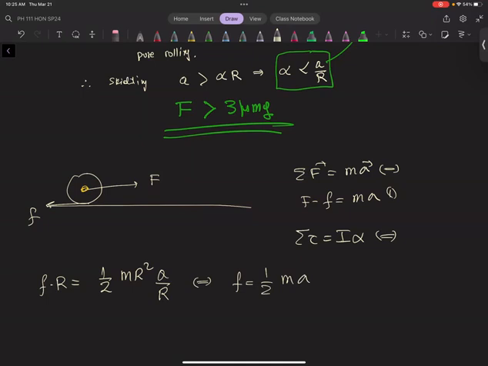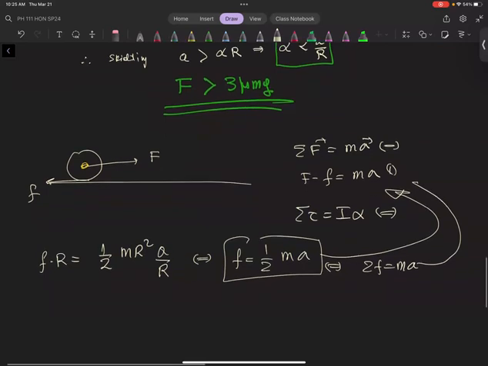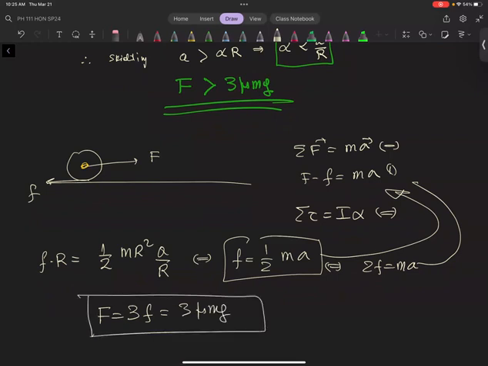And guess what you do next? You take this, you put it back there, and what do you find? You find that this again means that 2 friction equals ma, and you take this and put it back there, and you get that the force must be equal to 3 friction, or 3 mu mg. Did I convince you now? Even better, it doesn't matter one bit which reference you choose. Good.